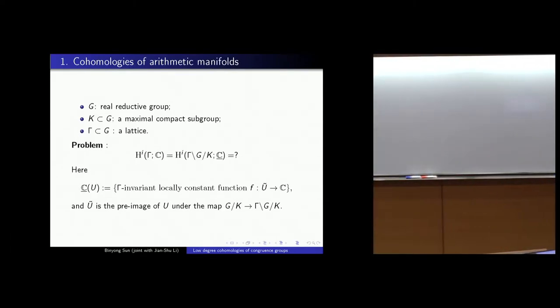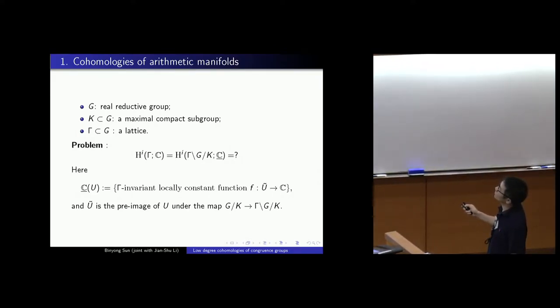So this is our setting. G is a real reductive group. K is a maximal compact subgroup. And we fix a lattice. Lattice means gamma is a discrete subgroup of G, and G mod gamma has an invariant measure of finite total volume. Then we are interested in the group cohomology of, for example, the trivial representation, of gamma.